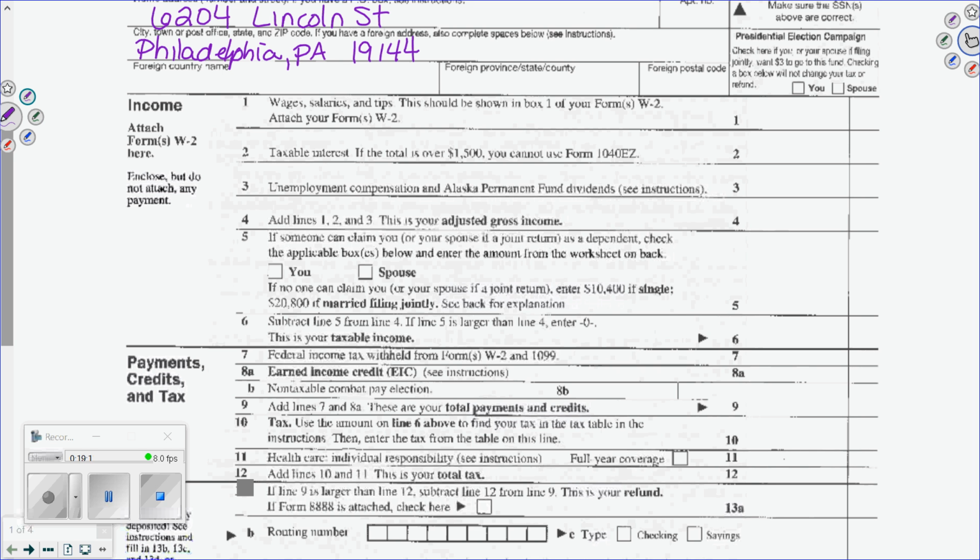Box 1 says wages, salaries, and tips. This should be shown in box 1 of your W-2. If you look back at her W-2, see how the little boxes have numbers in them? They tell you it should be box 1. Looking at box 1, it's 83,600. So they try to make this foolproof for you. They tell you where to look.